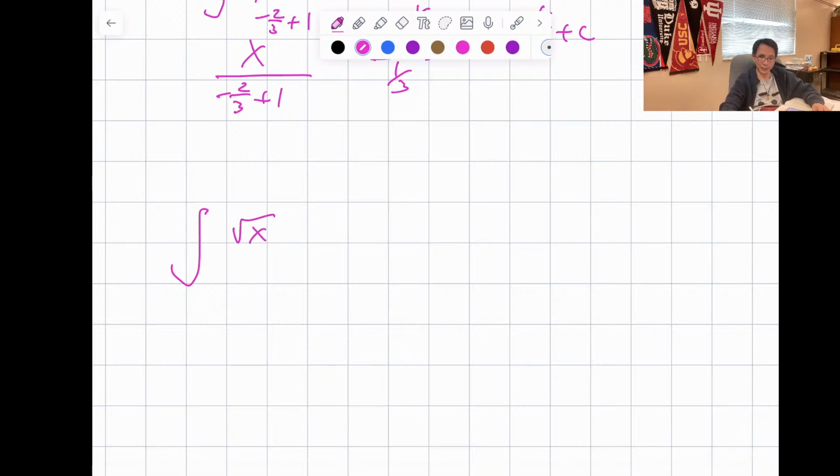What happens if you have this? Good. You have to expand and split.